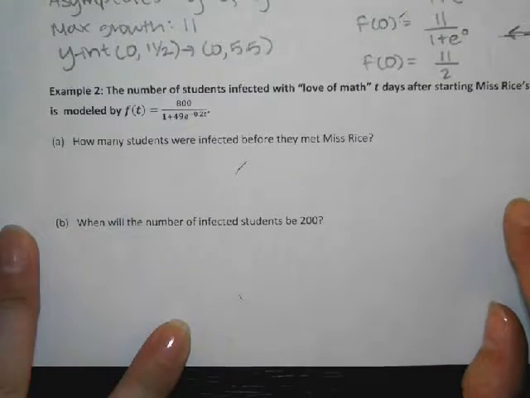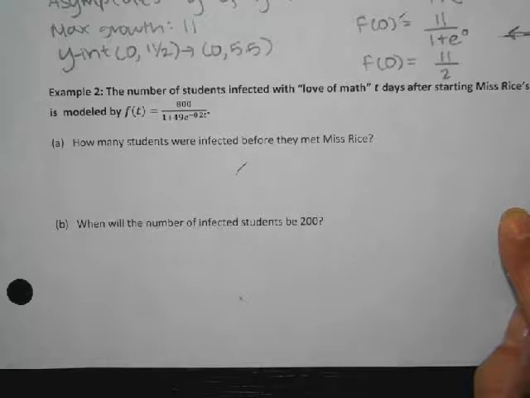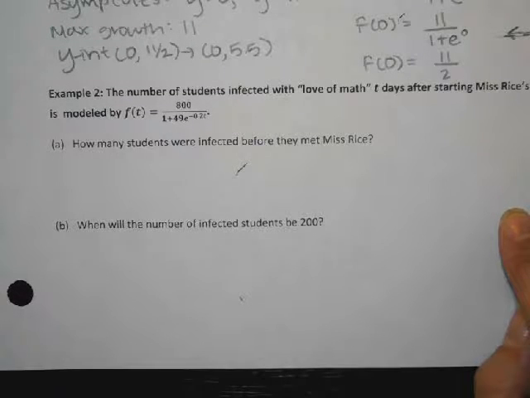How many students were infected before they met Miss Rice? So what are we plugging in for T? We're plugging in 0, right? Because T represents the number of days they've been in my class. So before they've been in my class, that's a 0 value. So what are they basically asking us to find right now? They're asking for the y-intercept.